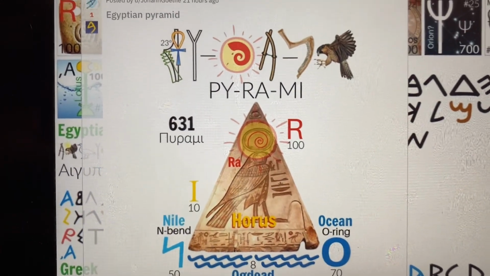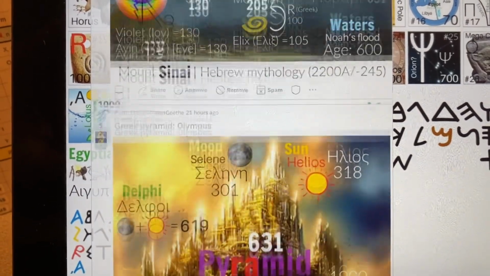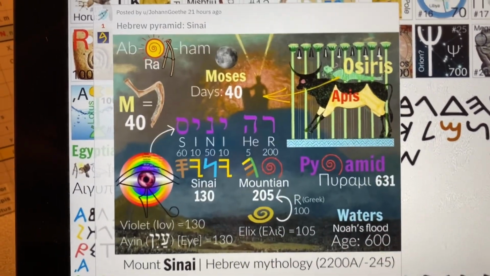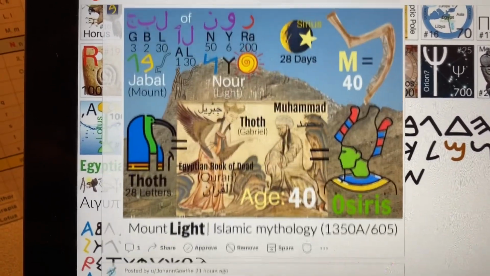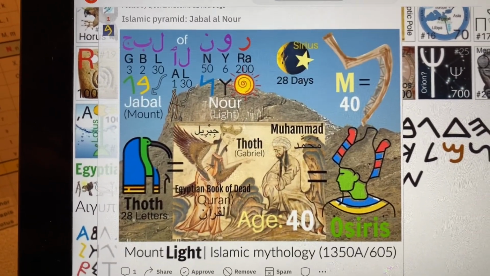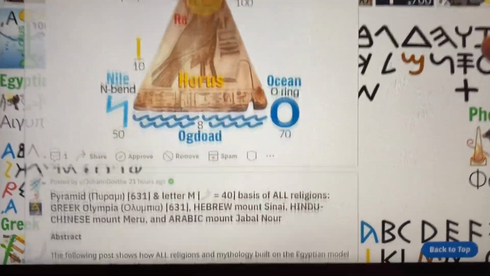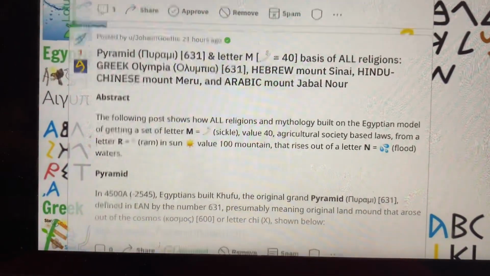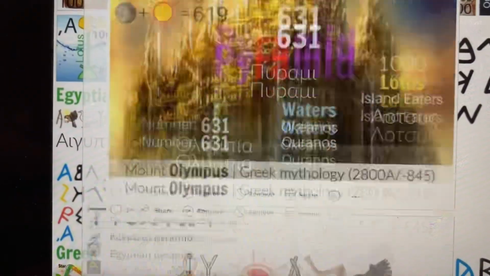In this video, we're going to cover the Egyptian pyramid, the Greek pyramid, the Hebrew pyramid, the Hindu pyramid, and the Arabic or Islamic pyramid. If you want to skip this video, just read this article where these images came from.